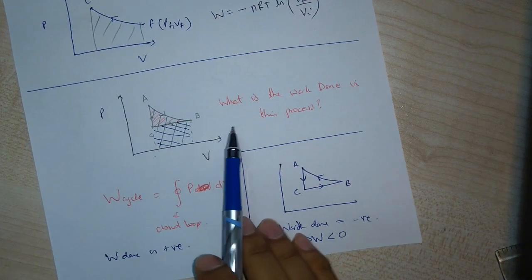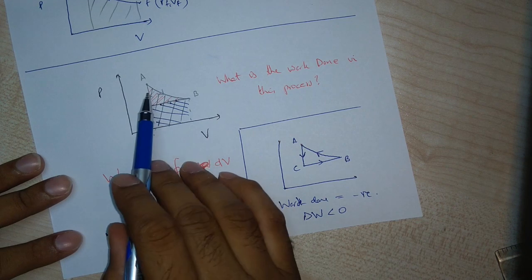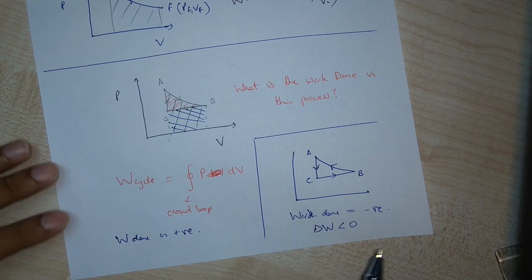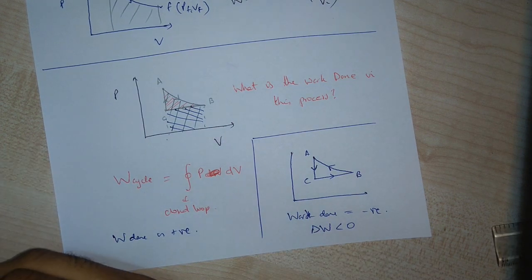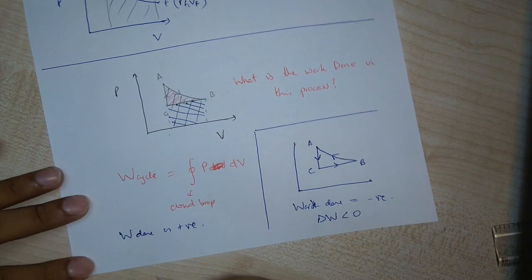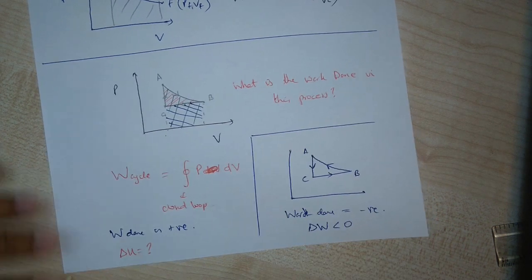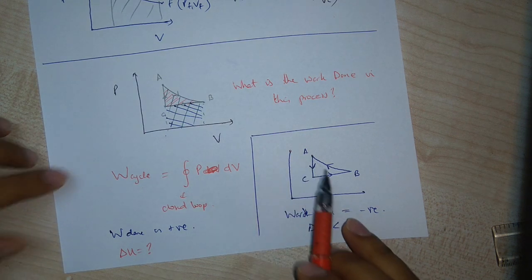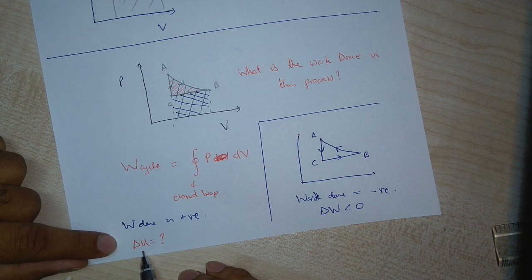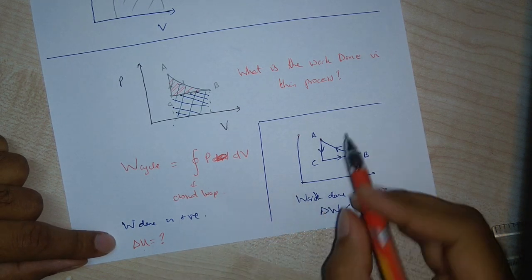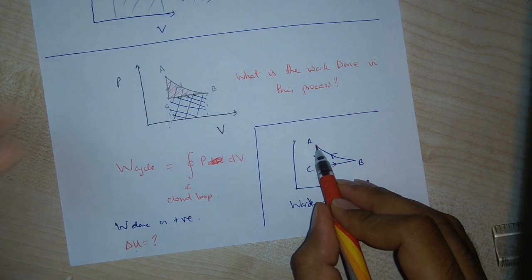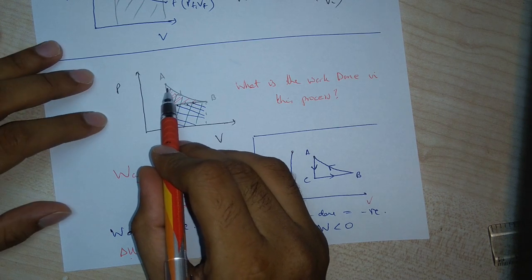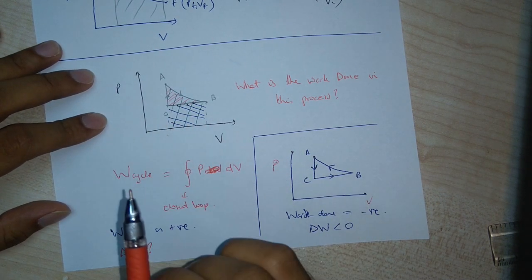Now in all these processes, where we go from A to B, B to C and back to A, or you can consider this other case, what do you think is the change in internal energy? I'll tell you. If you look here, remember I told you that internal energy is nothing but a state variable. So it depends only on the point where you are on the PV diagram. It doesn't matter how you got to that point.